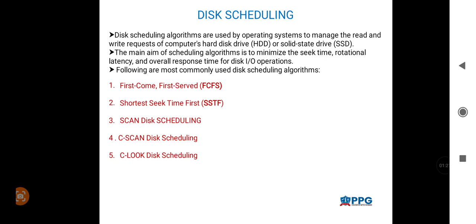The disk scheduling algorithm is used to manage multiple I/O requests to a disk, optimizing performance by reducing the seek time, minimizing the total head movement and improving the throughput. The most commonly used disk scheduling algorithms are first come first served, shortest seek time first, SCAN scheduling, C-SCAN scheduling, and C-LOOK scheduling.